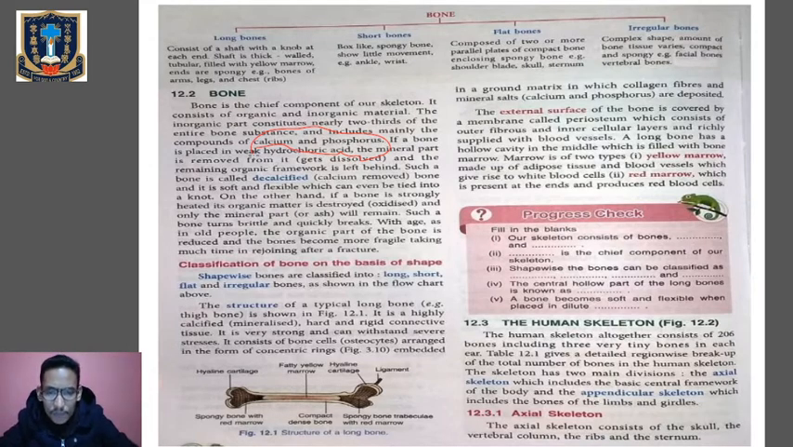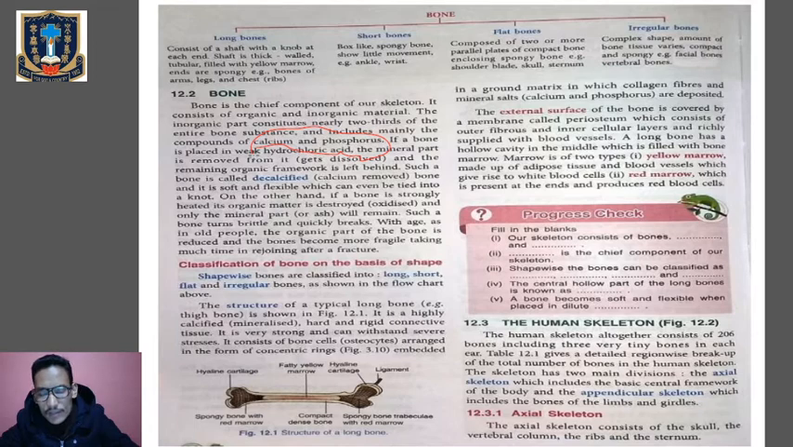On the other hand, if a bone is strongly heated, its organic matter will be destroyed and only the mineral matter will remain, and such bones are brittle and can quickly break. That's why on aging, when one gets older, the bone becomes fragile. It tends to break easily. Why? Because the organic part of the bone is reduced, and that's why on aging, when there is a fracture, it takes much time for healing.